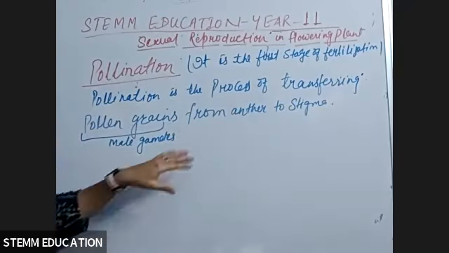So this is pollination. It is the first stage of fertilization in a plant, the transferring of pollen grain from the anther to the stigma. And pollination can happen in two ways. The first one is self-pollination, and the next one is cross-pollination.